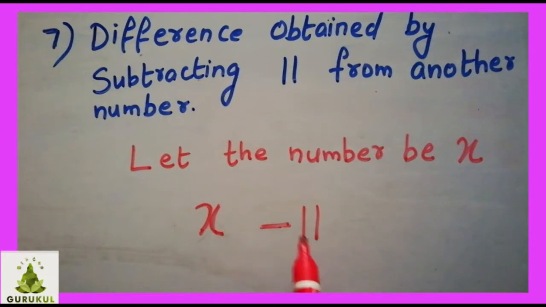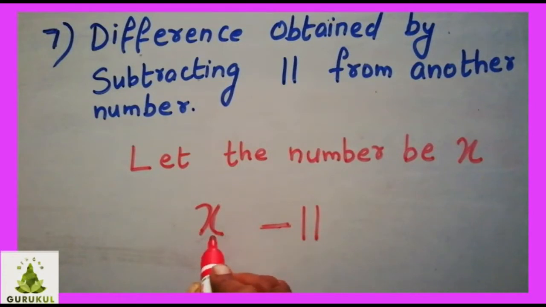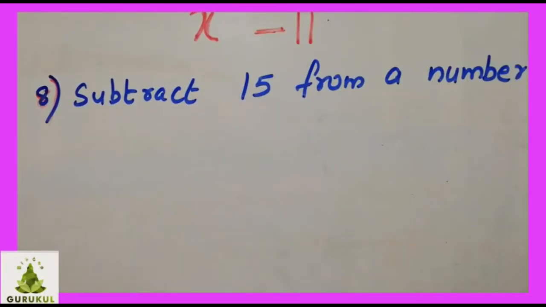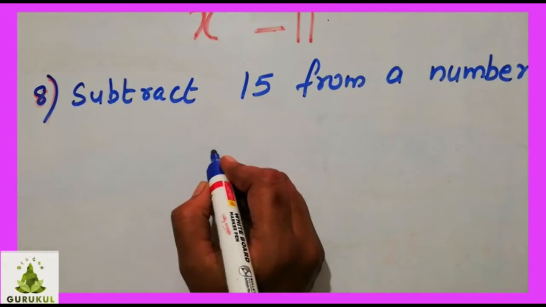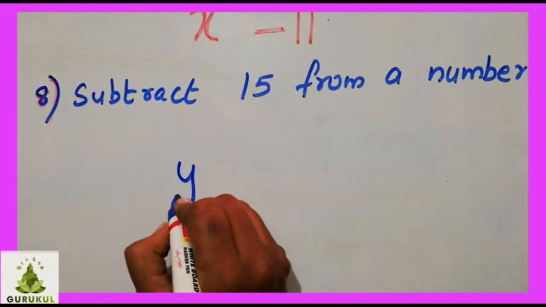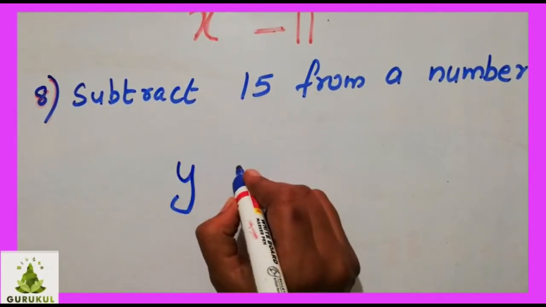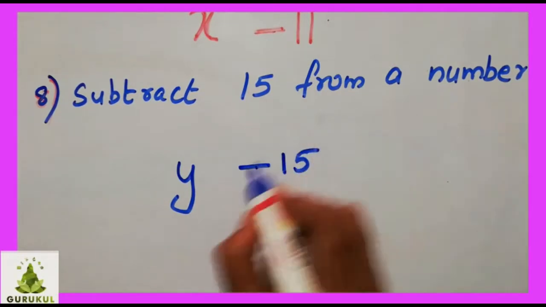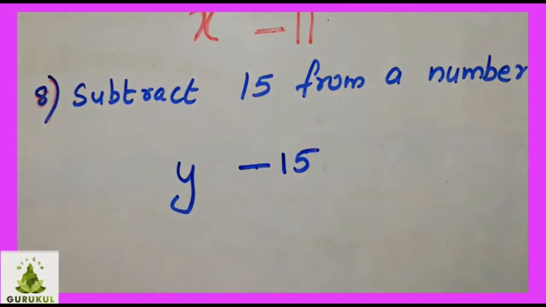How I am reading it, the same way you have to write also. Subtracting 11 from another number. So that another number is written here. You are subtracting 11 from this number. So I have taken that as x. Copy down this. Subtract 15 from a number. Let the number be y. I am taking y. You can take any alphabet. You have to subtract 15. Subtract means minus, remove 15 from a number. So I am subtracting 15 from y. So this is the required expression.